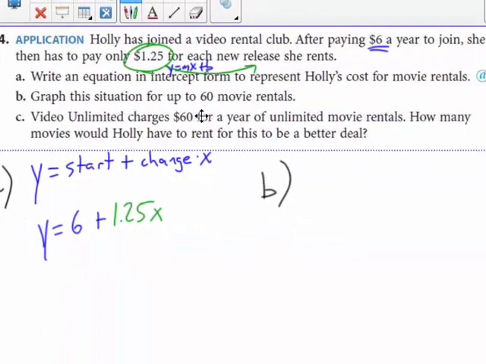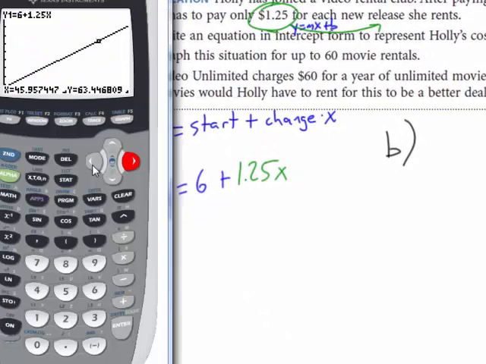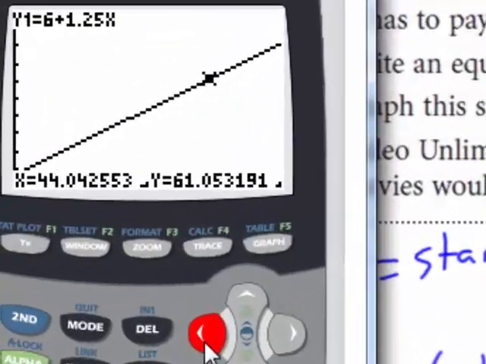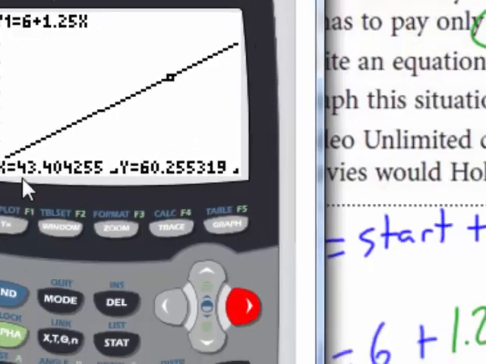So right here it says they charge $60 a year for unlimited movie rentals. How many movies would Holly have to rent for this to be a better deal? So $60 for unlimited movie rentals. So where is $60 at? Can I find that on my graph? Yeah, about right in here. So she'd have to rent how many movies? About 43 movies. So I could check this out right on my graph.